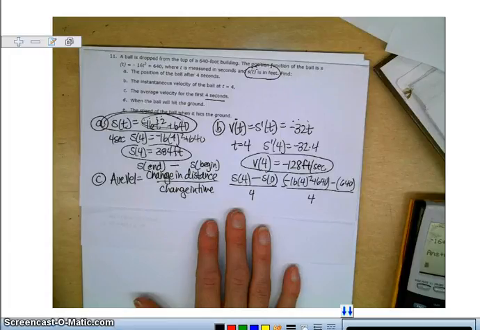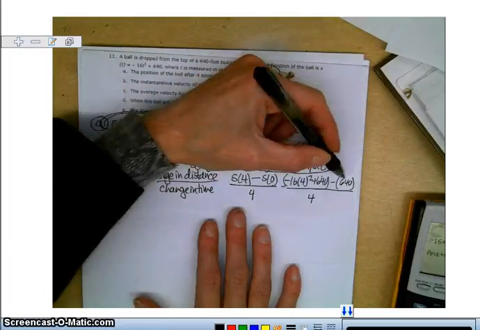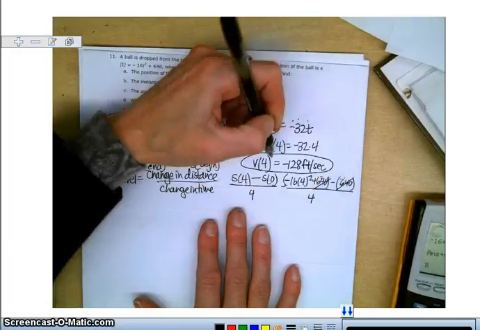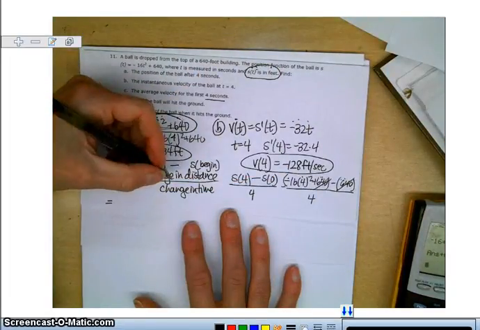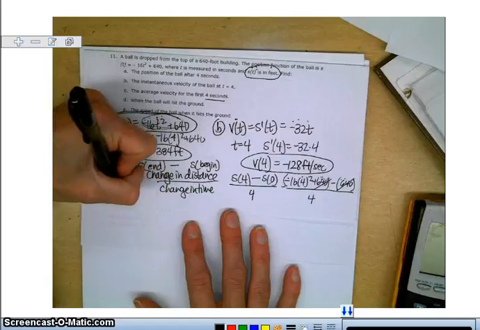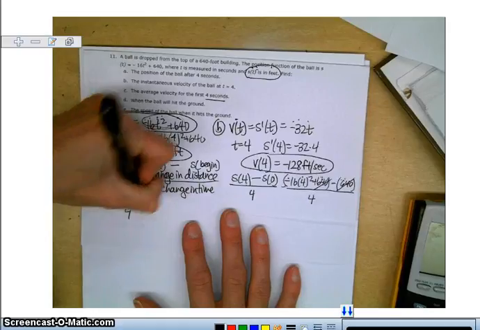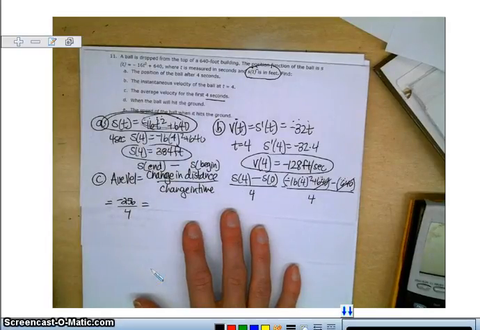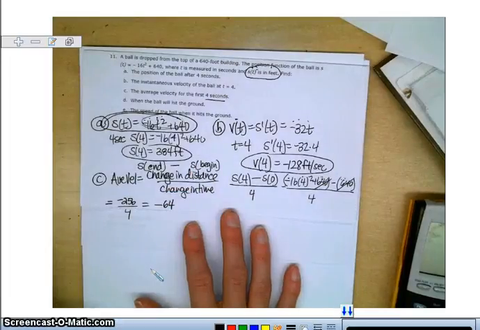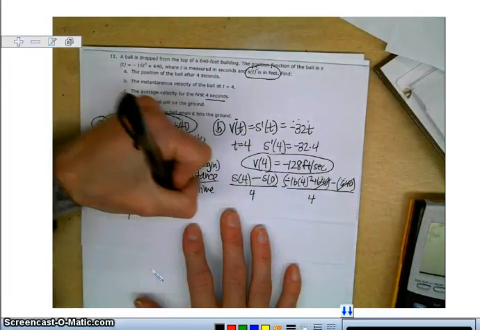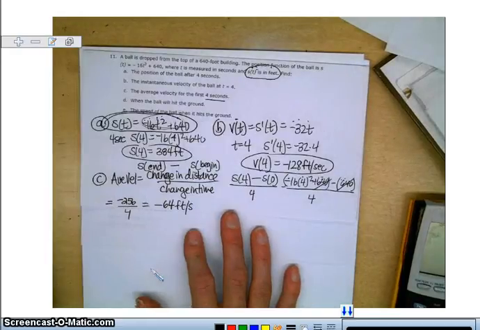Okay, so are you working this out? What happens to the 640s? They cancel. And negative 16 times 16 is negative 256. Is that right? Yeah. Negative 256 divided by 4 is what? Negative 64. What's the label for velocity? Feet per second. So the average velocity over the first 4 seconds is negative 64 feet per second.